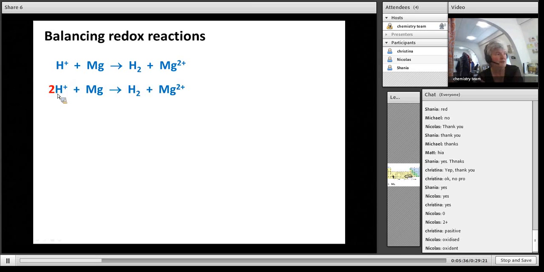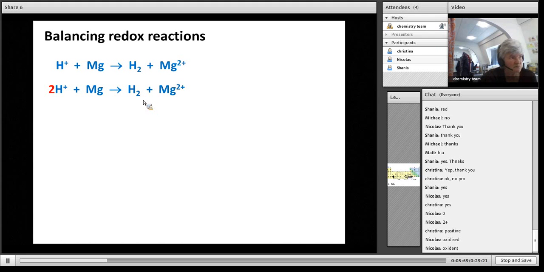Okay, just put a 2 in front of the H plus, and then you'll see I've got one magnesium element particle on the left-hand side. I've got one magnesium element particle on the right-hand side. Same thing for the hydrogen. I've got 2 now by putting a 2 in front, and I've got 2 there. So it's been balanced with respect to atoms.